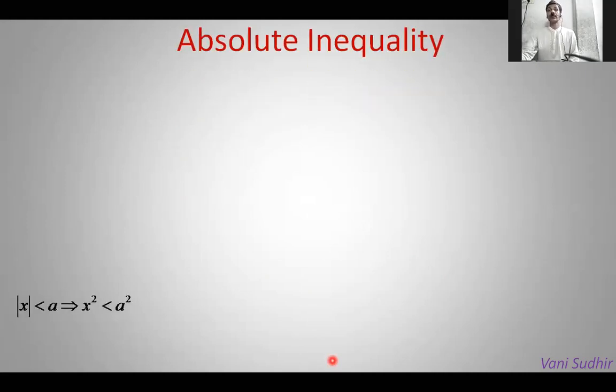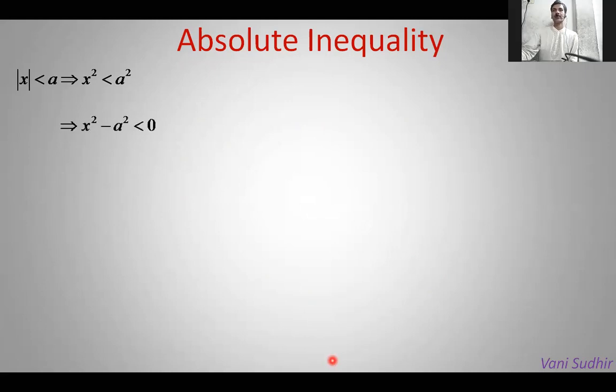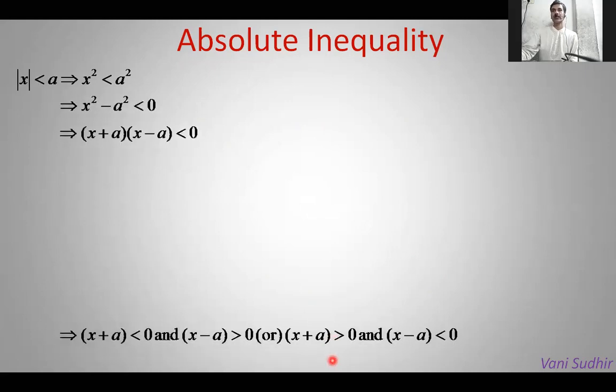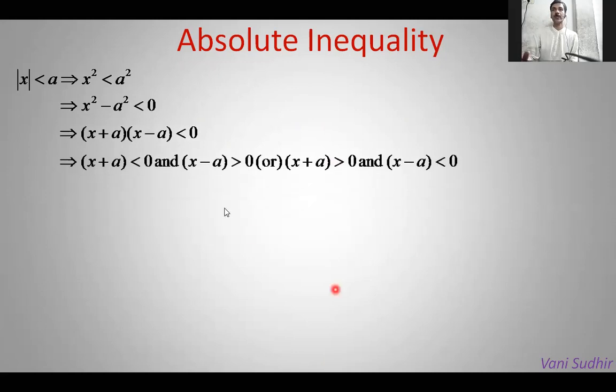No, still we have to discuss the less than type absolute inequality. When modulus x is less than a, then that implies x square is less than a square. x square minus a square is less than 0. Then x plus a times x minus a is less than 0. Here the product is negative. Then if one factor is negative, the other factor should be positive. Or similarly, the first factor is positive and the second factor is negative.